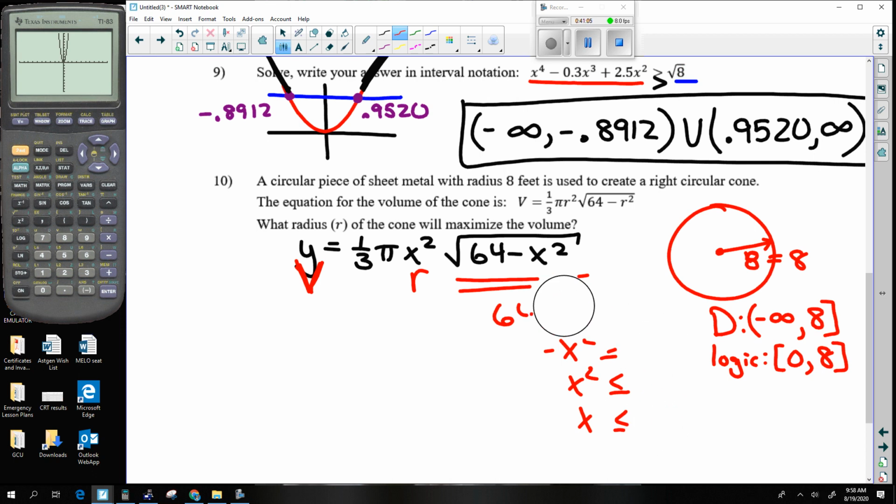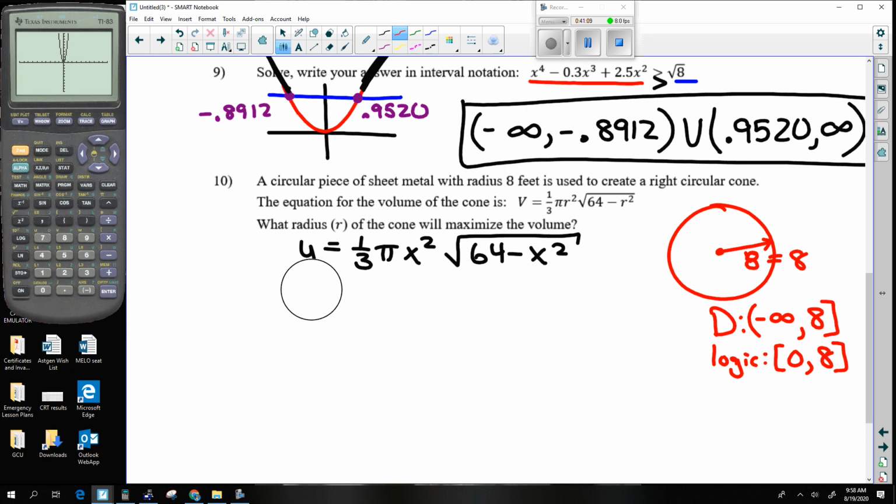Okay, so what am I saying to you? That means if I go to my window, I know that my x min, which is the same thing as my radius, is 0. The x max is 8. That lowers my window a little bit. But how high does this go? It goes way up there.